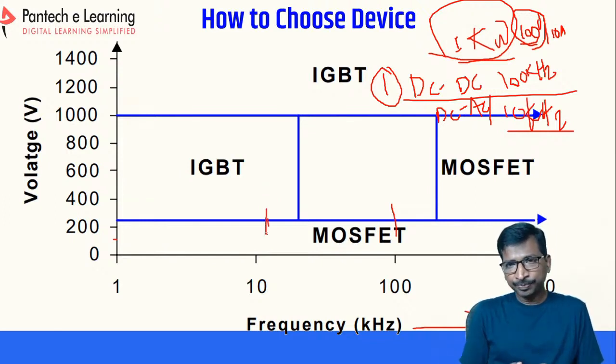Is it clear? So how you can choose your device for your applications? How you can choose your device?